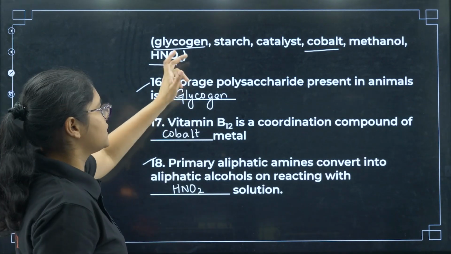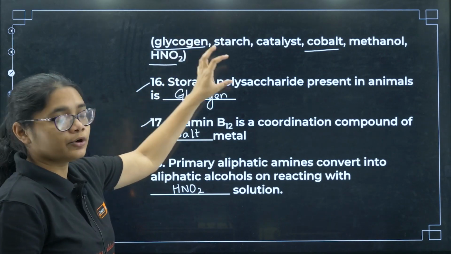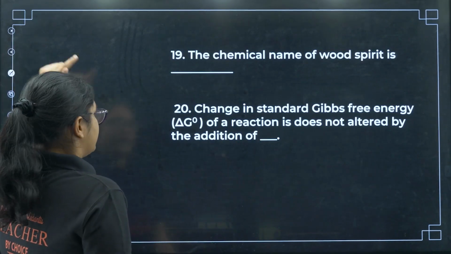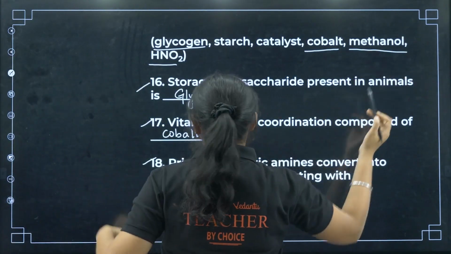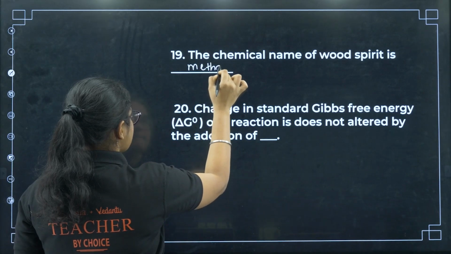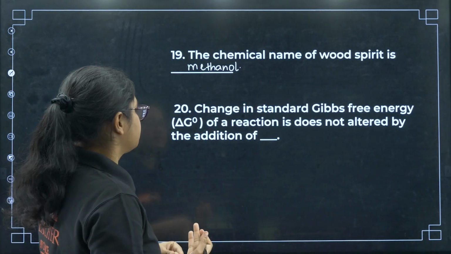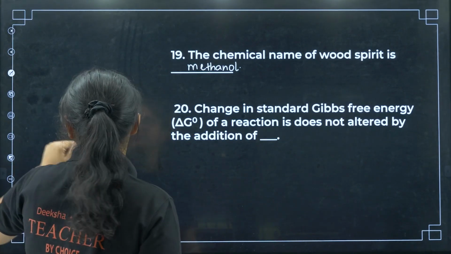So to confuse here, both glycogen and starch are given. So remember, starch is a storage polysaccharide for plants. Okay, next, chemical name of wood spirit, that is your methanol. Next, the change in the standard Gibbs free energy of a reaction does not alter by the addition of.